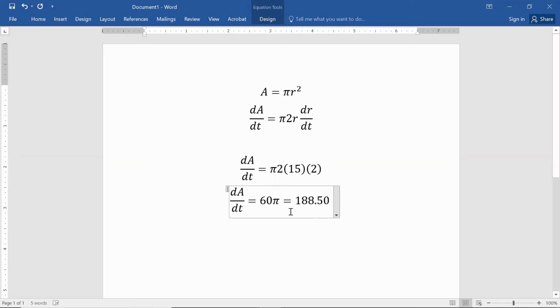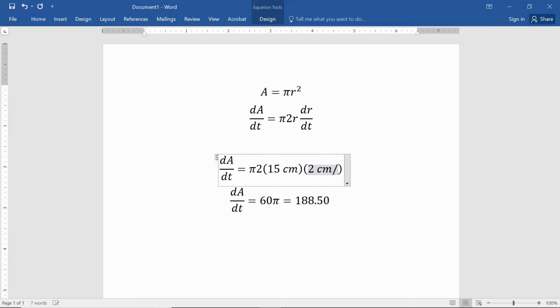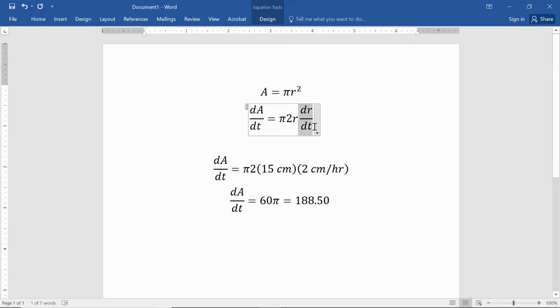Now, if you think about the label on this, the rate of change of the area with respect to time, this pi and this 2 were constant numbers. The 15 was actually in centimeters, and the 2 was in centimeters per hour. That's always kind of a good indicator we're talking about rates, is we have a fractional type label. dr over dt is a centimeter per hour.